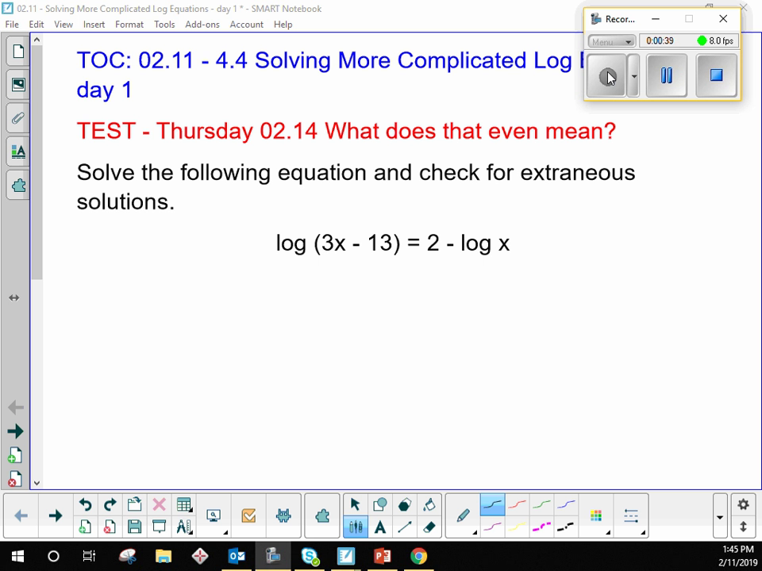So in this particular problem, here's some things you might notice. There are logs. There's more than one log, first of all. And there's a constant term, okay?